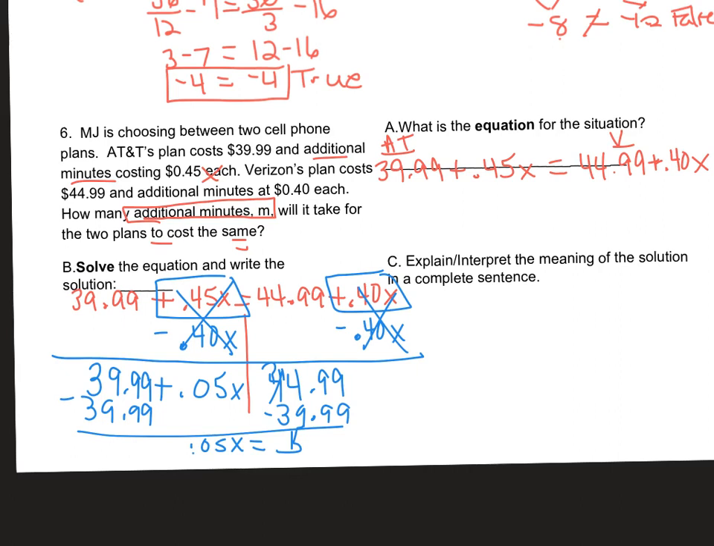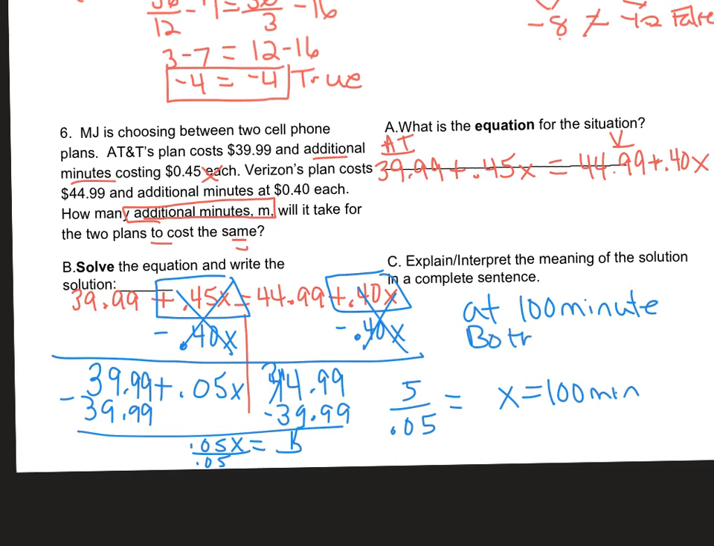So my final step is to divide 5 by 5 cents. Again, make sure that you enter this numerical expression correctly. And when I enter that, I get X is equal to 100 minutes. So how many additional minutes will it take for the two plans to cost the same? At 100 minutes, both plans will cost the same.